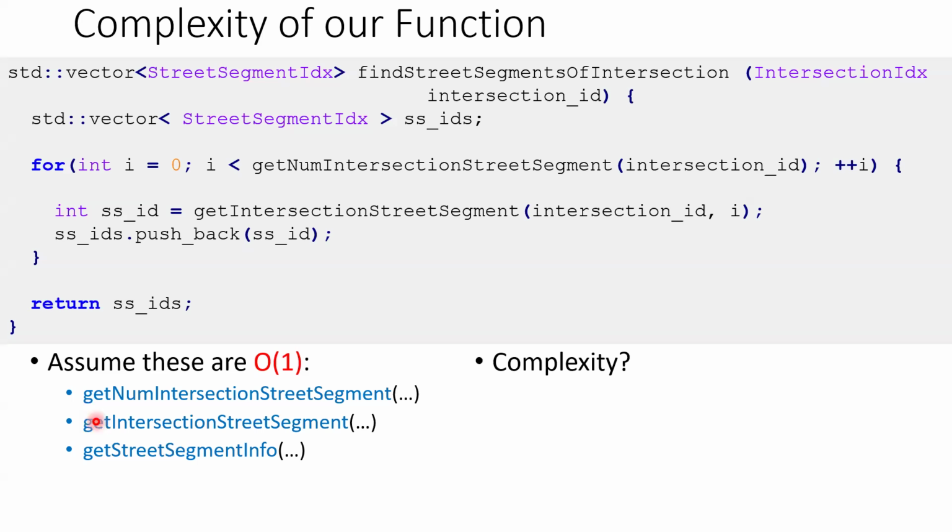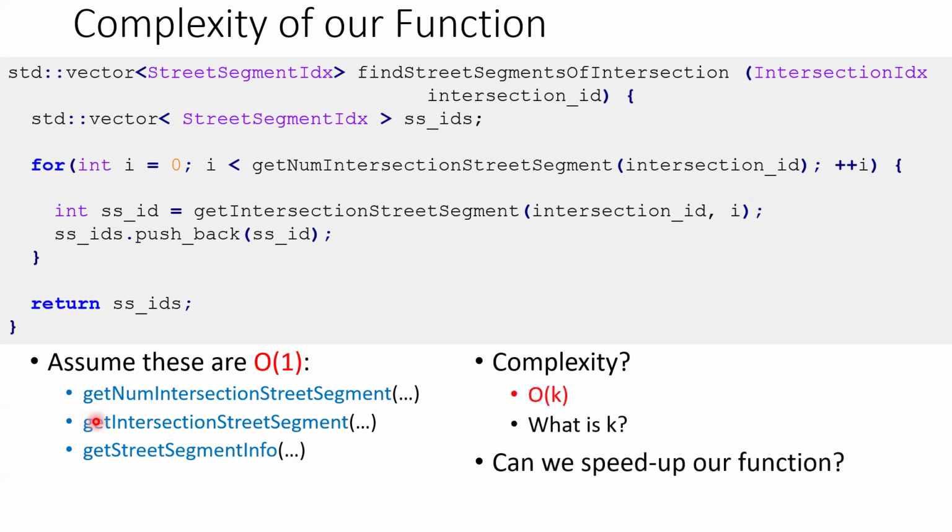What's the complexity? O of n. We usually say O of k because it's not actually n. What is k in this case? K is usually the average number of street segments connected to the intersection.